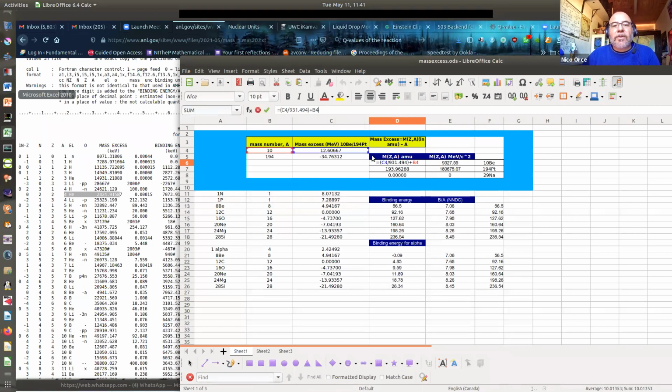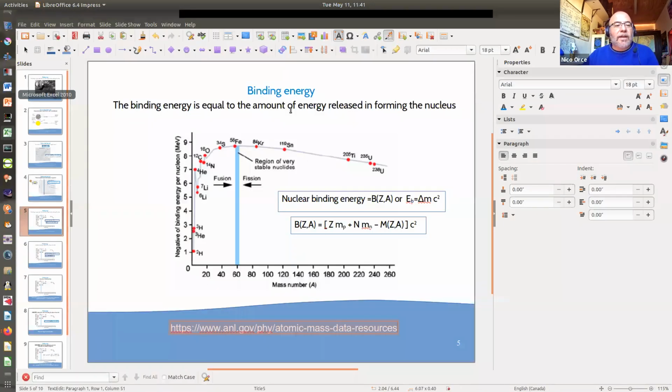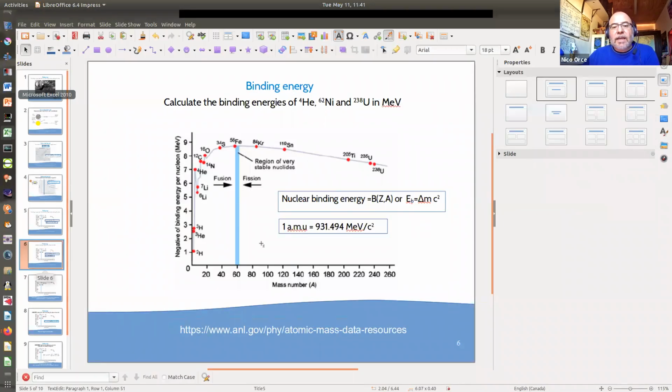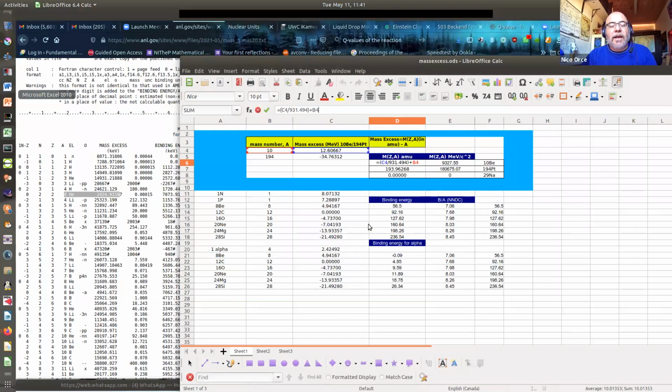And this is the equation, 931.494. 931.494 is actually, everything is in the lecture notes, one atomic mass unit is 931.494 MeV per c square. So then we are going to put here the mass number, which is 4.